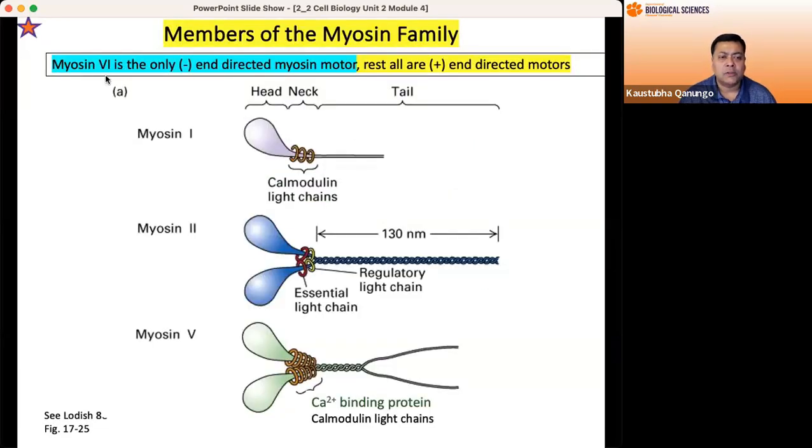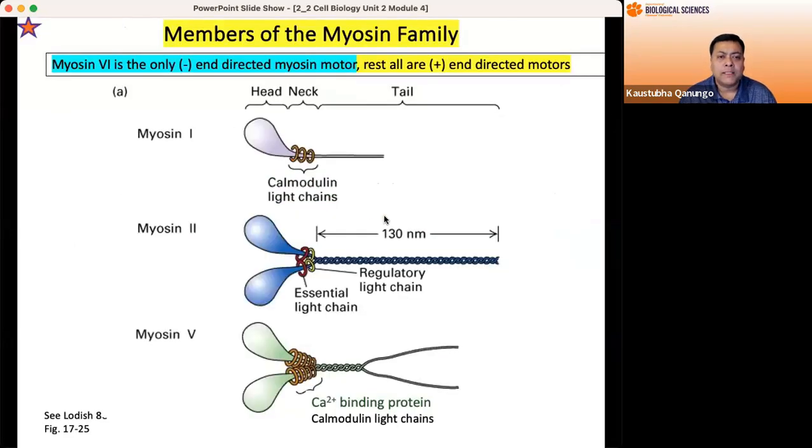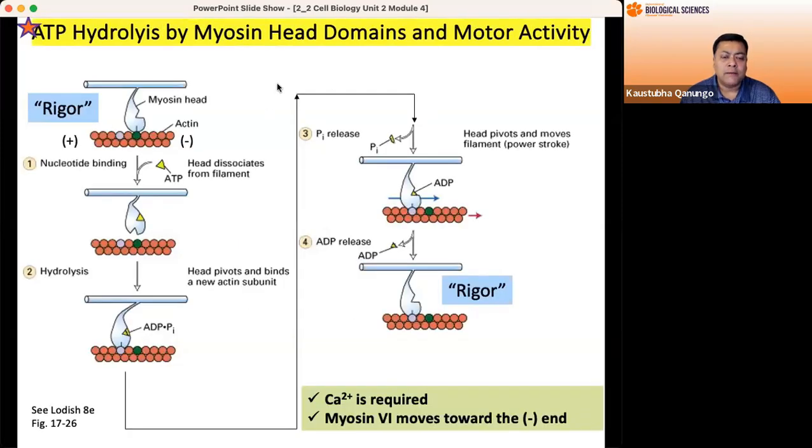But for myosin 6, also underline that this is the only myosin that actually goes from the plus end to the minus end of the actin. All other myosins actually move towards the plus end of the actin, not the minus end, except myosin 6, which has a different movement. It moves in the opposite direction. The rest are all plus end directed motors. That means they all move to the plus end of the actin. All right, so know this very well.